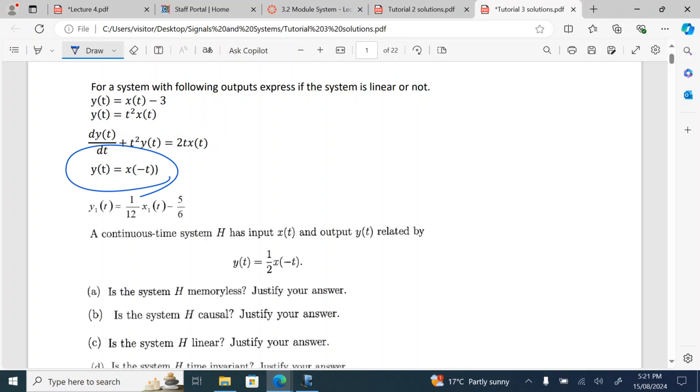Solve the third one. Fourth one. yt is equal to x minus t. So can someone tell me what this system does? Just flips. Whatever you send to the system, it will be flipped.